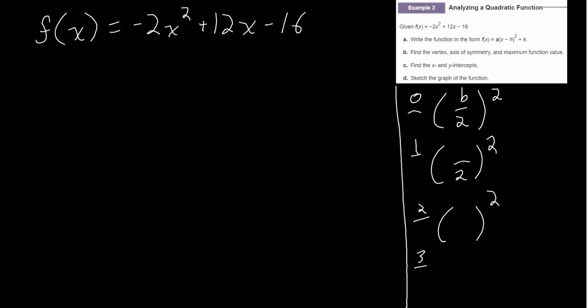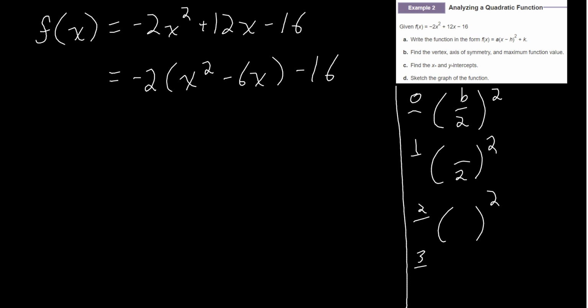Okay. So the same thing I'm going to do like we did in the first example, except I have to do one step first. Okay, and that step is going to be factoring out a negative 2, but just from the first two terms. Okay, because I'm going to leave that last term alone. All right. So we're going to factor out a negative 2 here. That leaves us with a positive x squared minus 6x, and we have a minus 16.